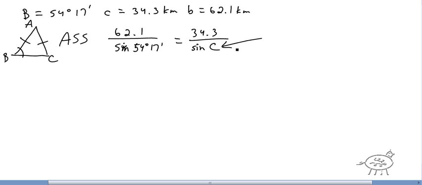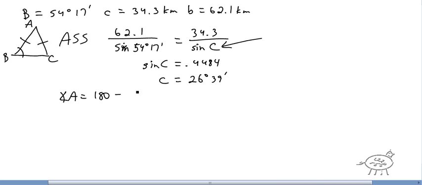So anyway, I cross multiply and I figure out sine of C is equal to 0.4484. Of course, then I do inverse sine and I get C is equal to 26 degrees 39 minutes. Okay, and so let's figure out angle A. It is just 180 degrees minus the given angle, 54 degrees 17 minutes, minus 26 degrees 39 minutes. So angle A is equal to 99 degrees 4 minutes.